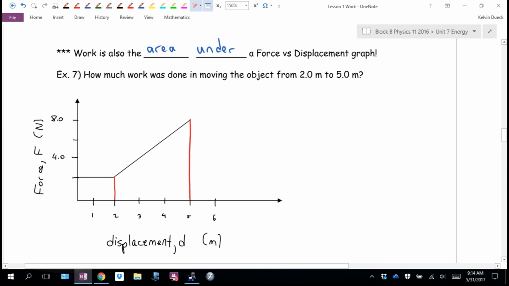So whenever they say how much work, my first thought is force times distance. But if that doesn't work, my second thought is, Elliot, can you read me this? Work is also the area under a force versus displacement graph. It's going to be that area. What shape is that?